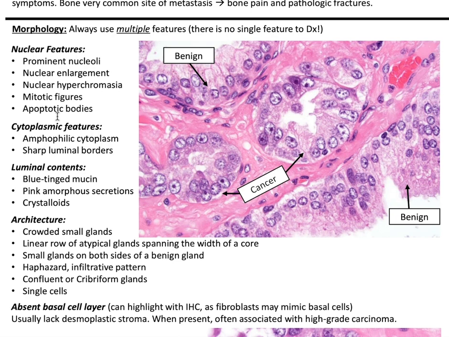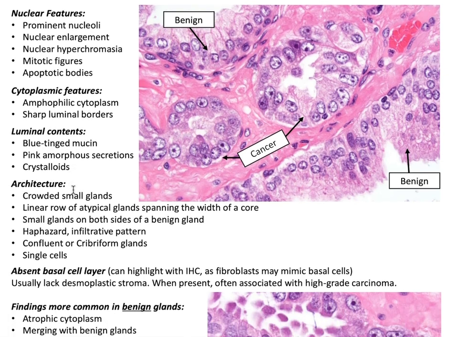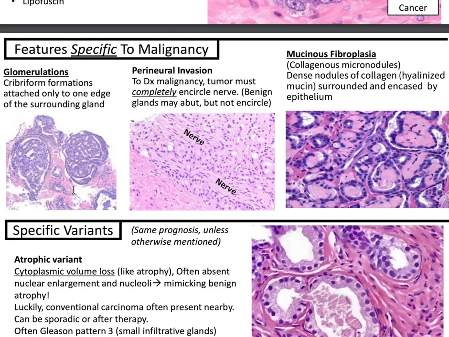You want to look for a blue-tinged mucin as you look closer, amphophilic cytoplasm, cookie cutter lumens, prominent nucleoli, nuclear enlargement, hyperchromasia, mitoses, apoptotic bodies, and often should have a basal cell layer. Although not present, if you do see it, it's cancer.